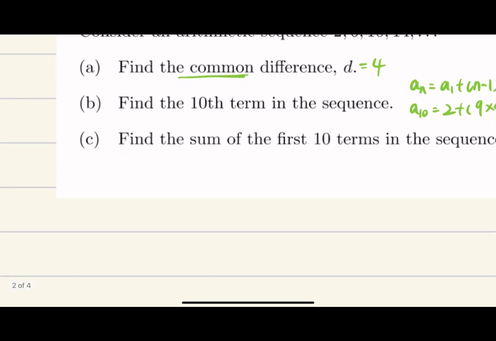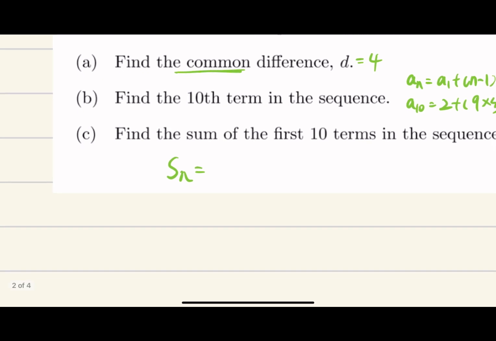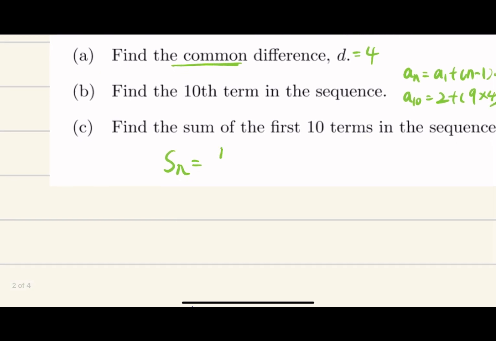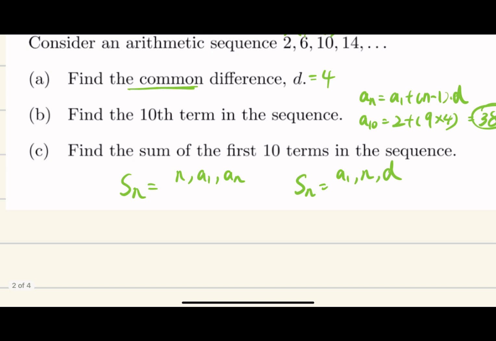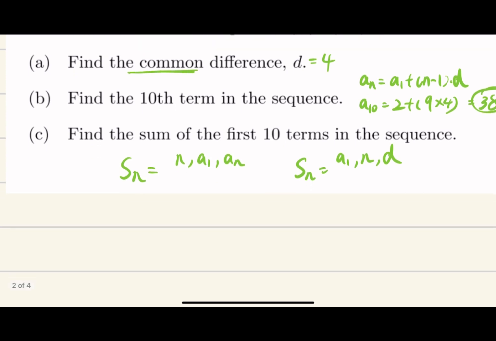Okay, question C, the sum of the first 10 terms. So we're going to find the sum. We know there are two formulas for finding the sum. The first one includes n, a1, and an. The second one includes a1, n, and d. So which one are we going to use? Both of them will work. But when you use the sum formula, just remember that sometimes you have to choose one of them because the other one won't work. In this case, fortunately, they will both work.